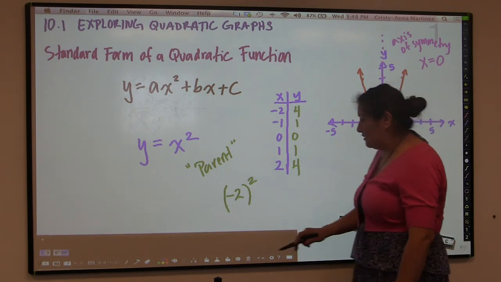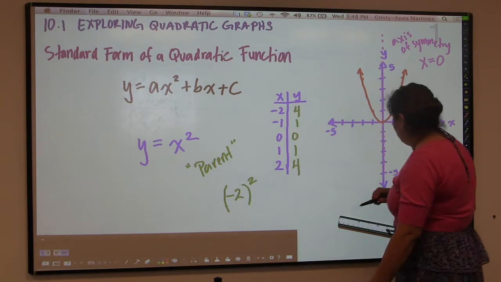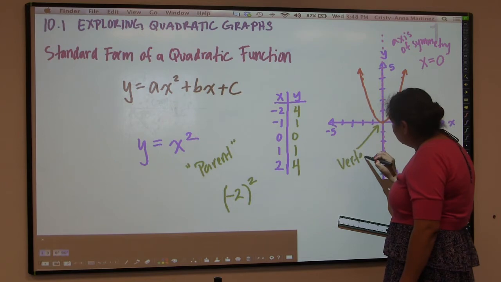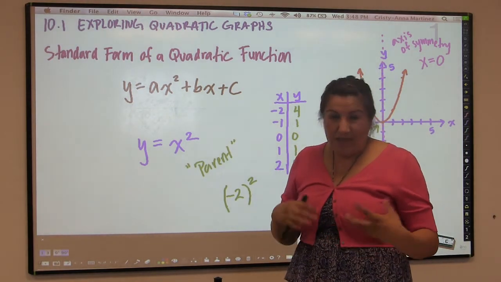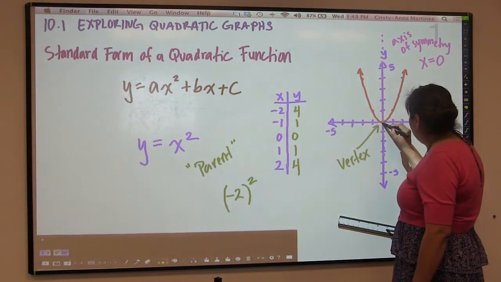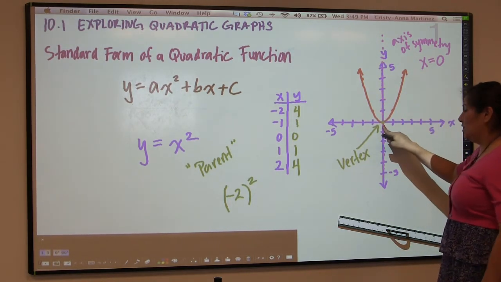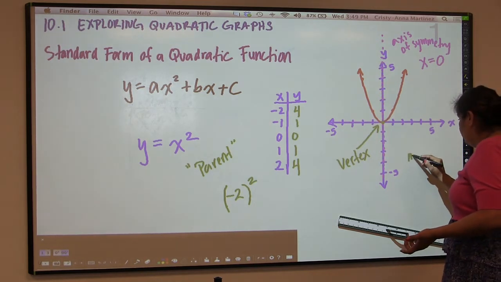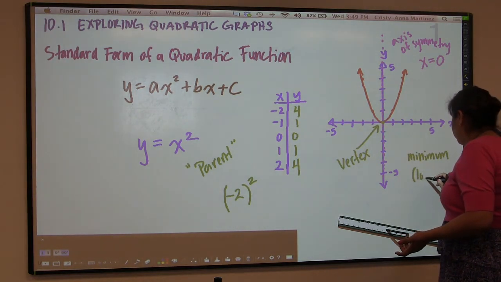Another thing that you want to know about these graphs is that they all have what we call a vertex. And a vertex for a parabola is this point right there. The vertex is basically the bottom of the graph. It's the highest or the lowest point on the parabola. So this little point right there is called the vertex. And if the parabola looks like this, then this would be the lowest point on the graph. We always call it the minimum. So the minimum is the lowest point on the graph.